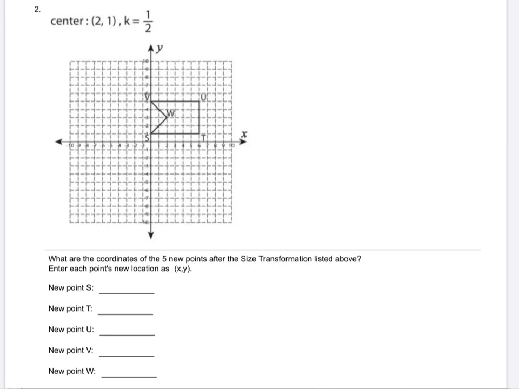So this time we're going to start with center 2, 1. So that's right there. There's the center. And we're going to use a half as our scale factor, which means we're going to make the new shape half as big as the original shape. It's going to get smaller. We're shrinking it to be half the size of the original.